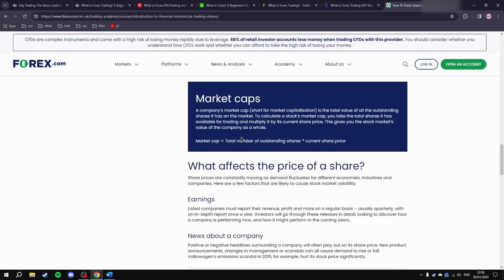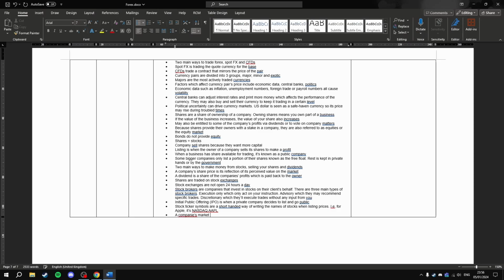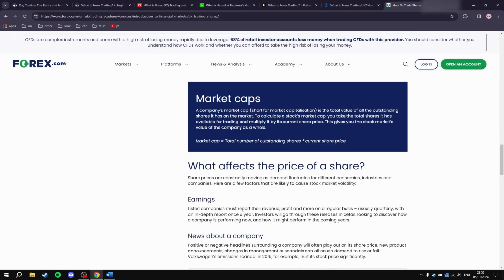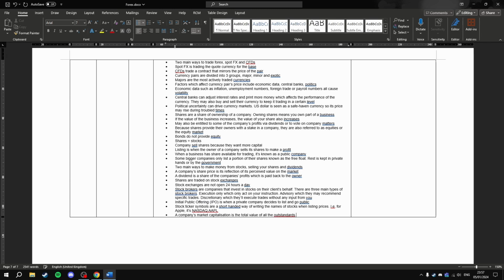Market caps. A company's market cap, short for market capitalization, is the total value of all the outstanding shares it has on the market.